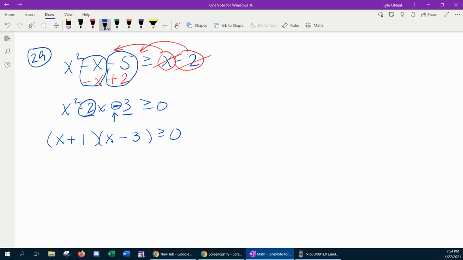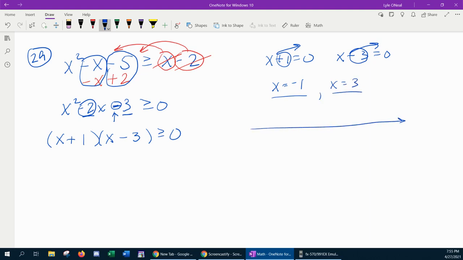And then I'm going to set each factor equal to 0 and solve. Remember, I'm setting them equal to 0 because these are going to give our critical points. So moving the 1 over gives me x is negative 1. Bringing the minus 3 over gives me x is 3. Now that I've got my critical points, I'm going to go to the number line with my critical points. And I need to know if these are going to be open circles or solid dots. That is based on your inequality. Since it has the equal to part, these are going to be solid dots.